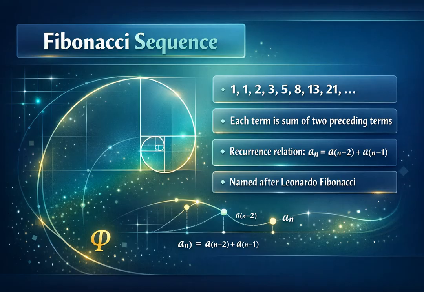The Fibonacci sequence is famous: 1, 1, 2, 3, 5, 8, 13, 21, and so on. Each term is the sum of the two preceding terms. The recurrence relation is an equals a(n-2) plus a(n-1). This sequence appears throughout nature, in flower petals, pine cones, and shell spirals.